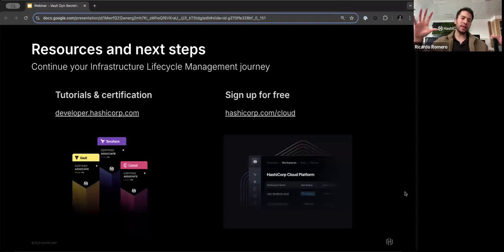So this was a wide overview of all the different things that Vault and Boundary enable us to do. And if you want to learn more, make sure to go over to our developer page where we have different tutorials and documentation for all these tools.